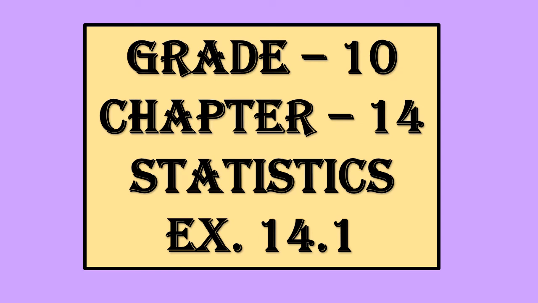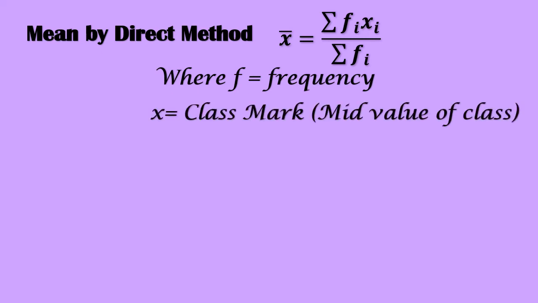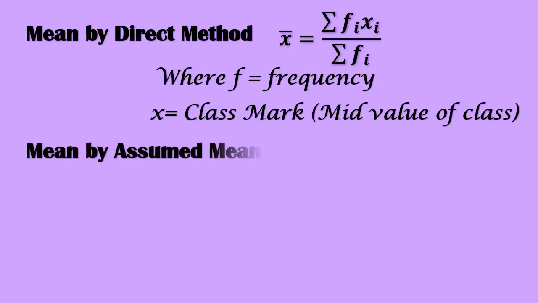Chapter 4 Statistics, Exercise 14.1. First, let us revise the formula. In the first exercise, we are going to learn arithmetic mean. Mean by direct method. Formula: sigma fi xi by sigma fi, where f is the frequency, x is the class mark, that is the mid value of class.